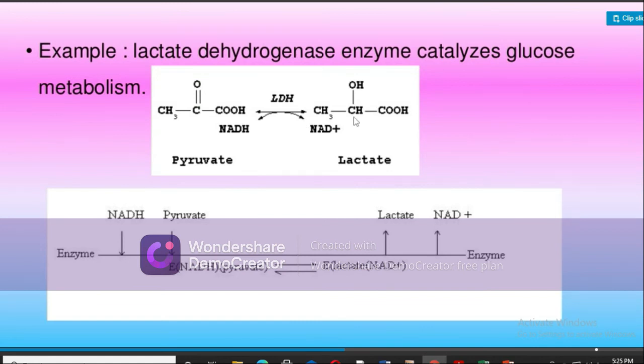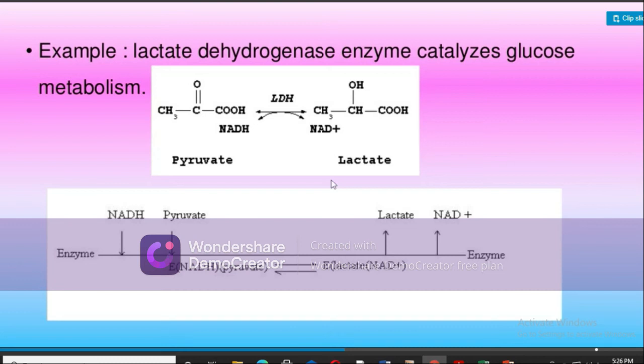Then, simple examples of this. Look at it: lactate dehydrogenase, an enzyme which catalyzes the metabolism of glucose. In the metabolism of glucose, you see pyruvate converted to lactate. If you look at this one, you understand that you have two substrates: pyruvic acid plus NADH. At the same time, you have two products, which are lactic acid plus NAD plus. So you have two substrates and two products, that is bi-bi.